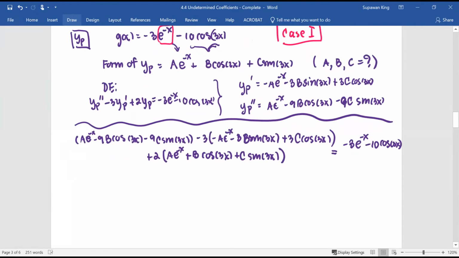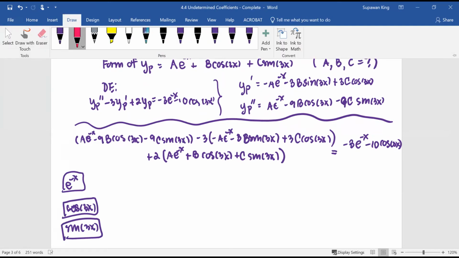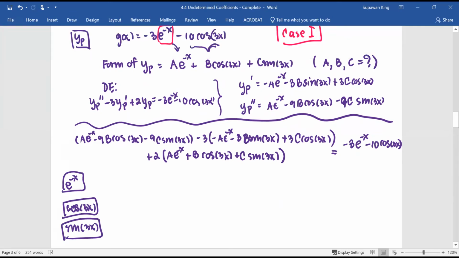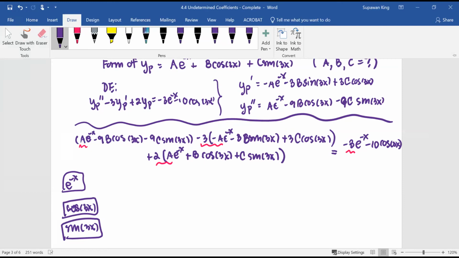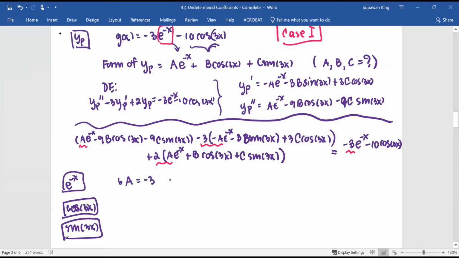And next we are going to collect the coefficients of the same terms on the left side and the right side of the equation. So we have the terms for e to the negative x, cosine of 3x and sine of 3x. For the e to the negative x, we have a plus 3a plus 2a equals negative 3, or 6a equals negative 3, to give us a equals negative 1 over 2.